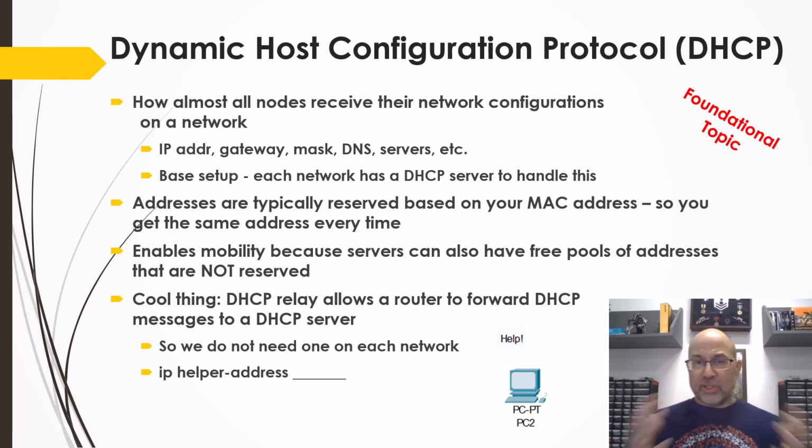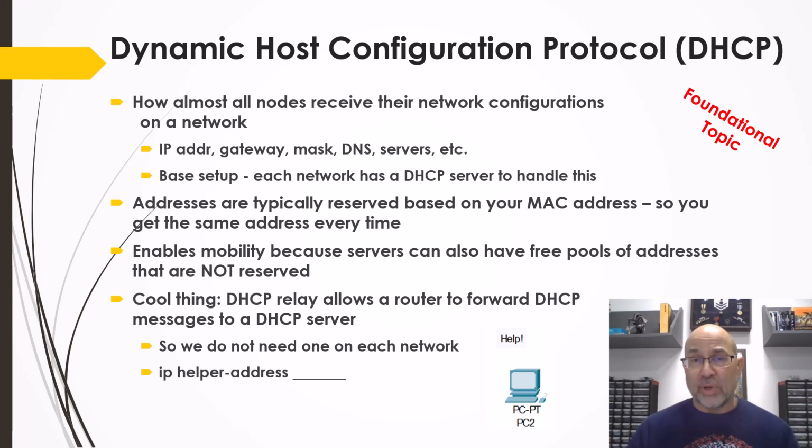There are 2 flavors of addresses that we give out in a DHCP server. One is reservations. So if you get the same IP address every single time you connect to a network, it's probably because there's a reservation, and the reservation is based on your MAC address. So it's configured on the server. The server says, oh, I know this node's MAC address. This node is supposed to get this IP address. And it will never give that IP address out to other nodes.